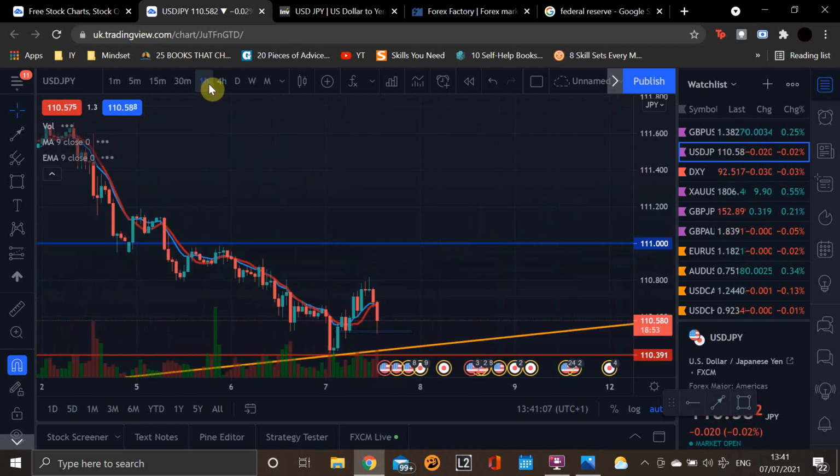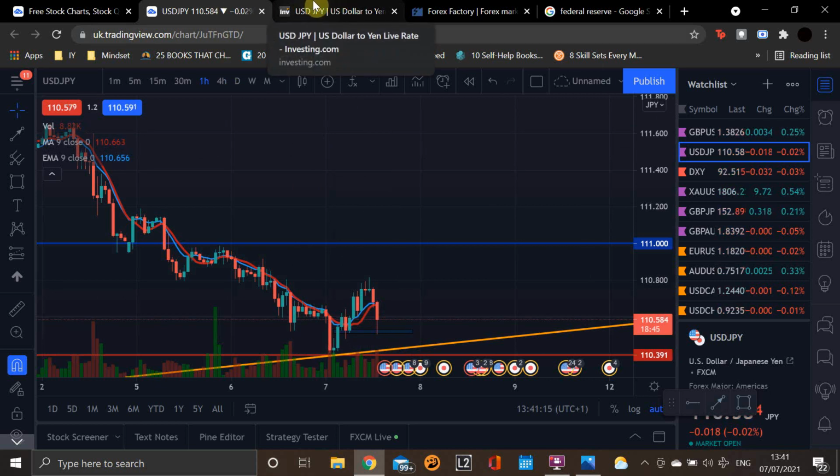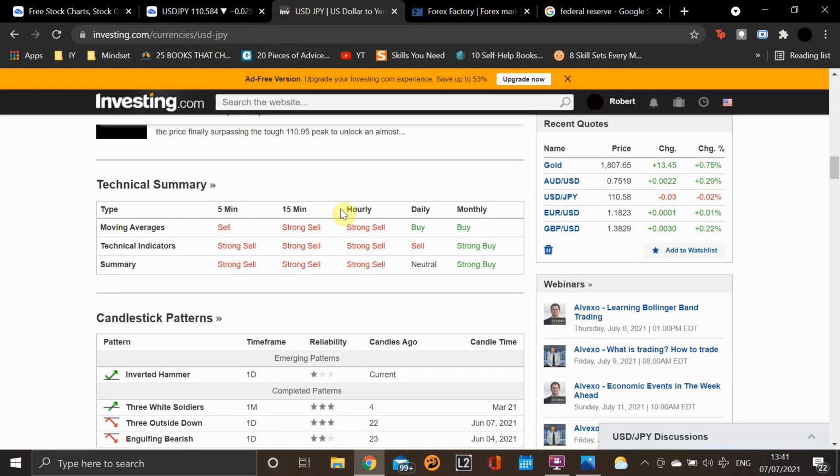On the 1 hour, this looks like a sell, especially if it wants to reach this trend line. So I'd say 1 hour sell, 4 hour buy. Strong sell, technical indices. Strong sell, daily.